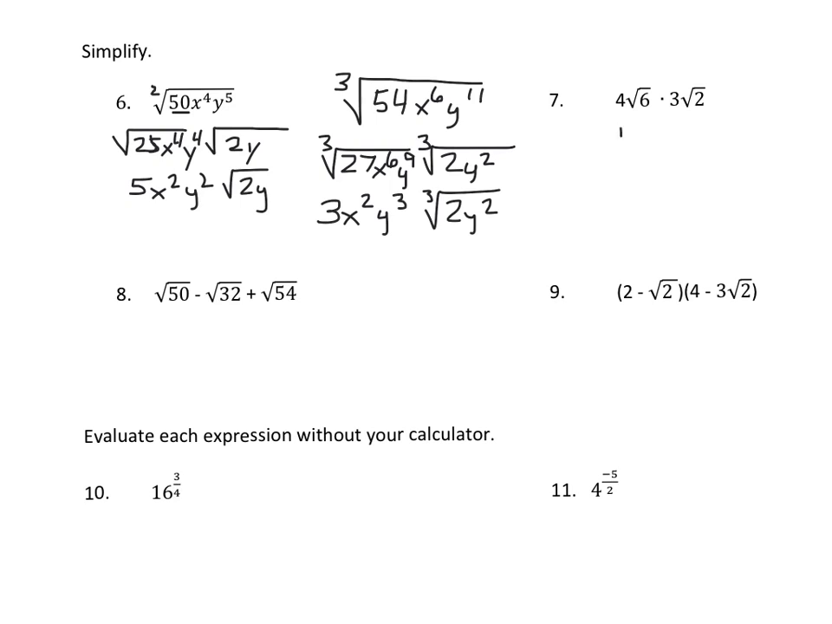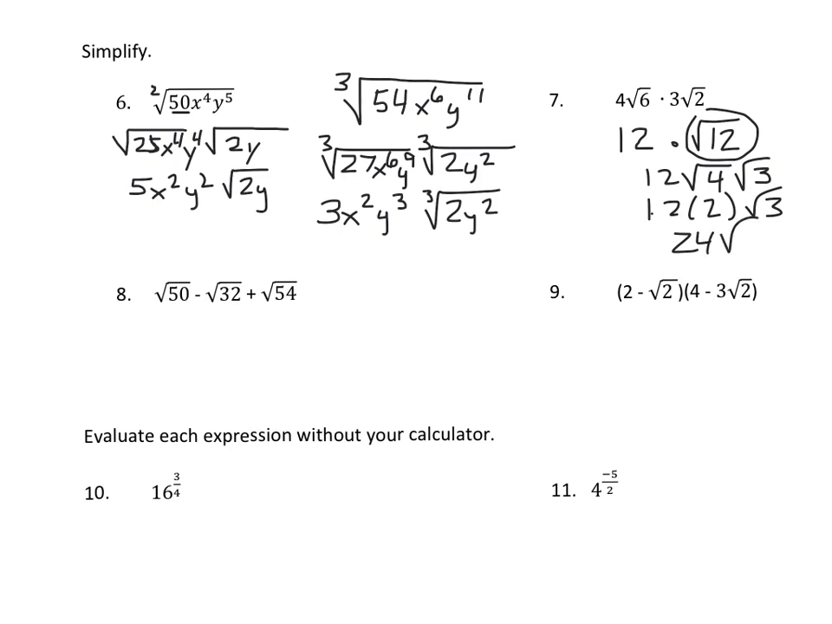Number 7, we're multiplying radicals, so it would be 12 times the root of 12. Got to make sure that this is simplified as far as we can. We break this up into do's and don'ts again. I could do root 4. So now it's 12 times 2 times the root of 3, which would be 24 root 3.